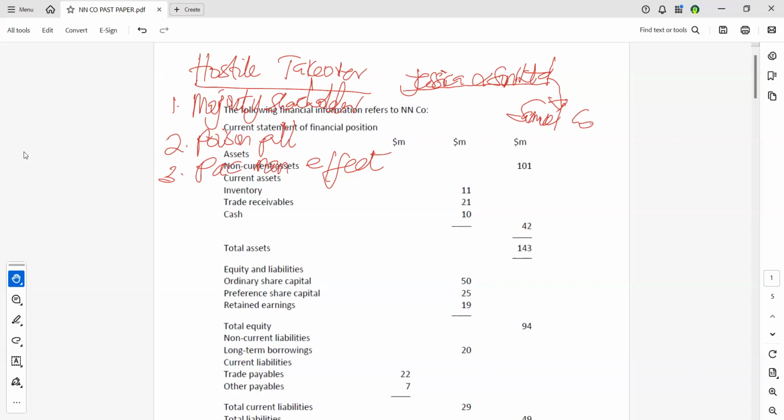Because it cannot happen that I get married in your family and you also get married to my family at the same time. I get married to your sister, you get married to my sister. It cannot happen. So this is a way to avoid the takeover.